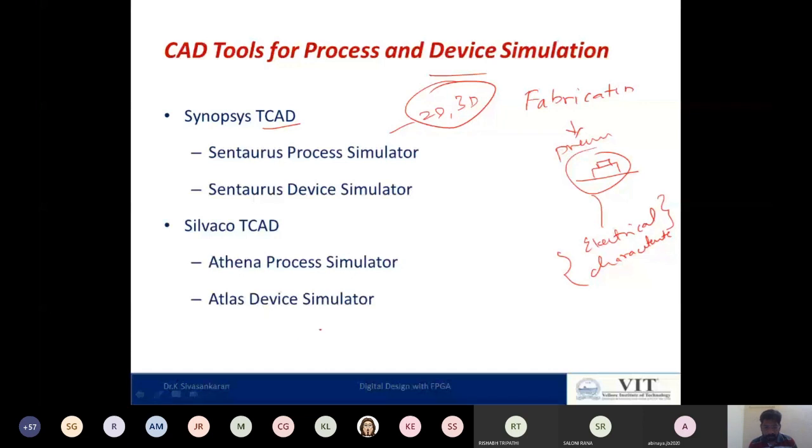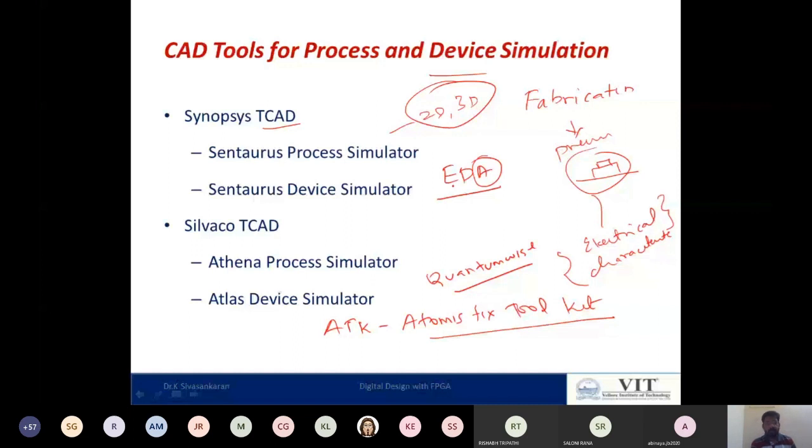And of course, we have one more set of tools. We call that ATK, Atomistic Toolkit. So you can work on material characteristics and interface characteristics at the atomistic level. So we have the QuantumWise Atomistic Toolkit. So these are all the tools that we have. Starting from the process till system level, we have a full set of EDA tools. EDA stands for Electronic Design Automation. As the name automation suggests, that means less human intervention.